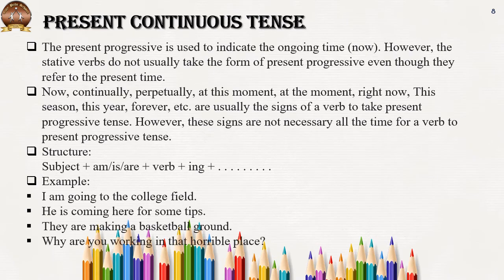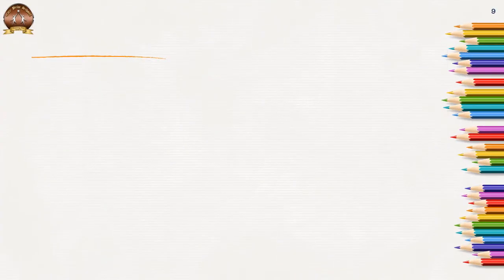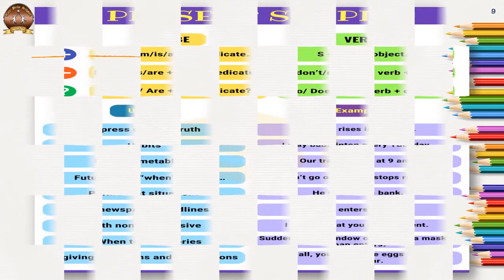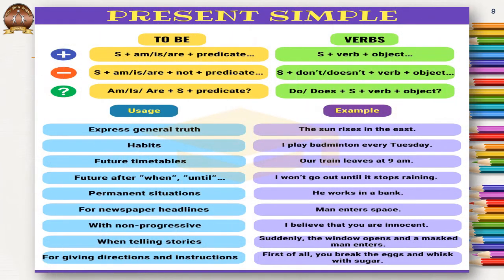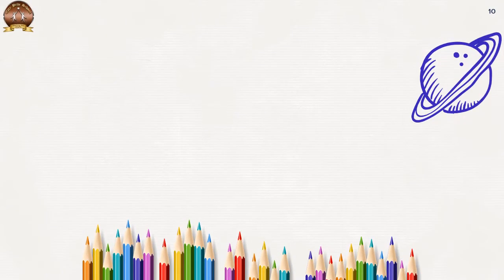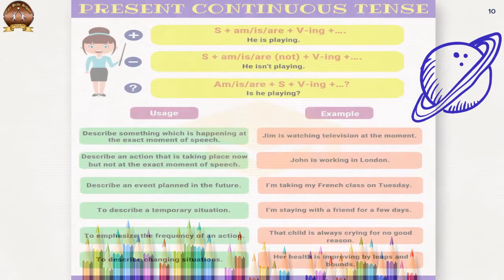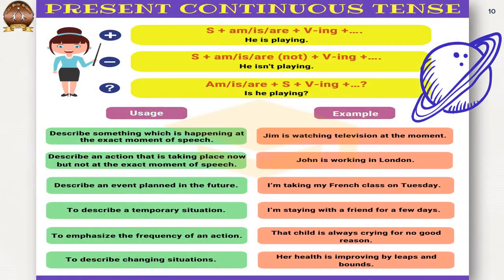You're already familiar with simple and continuous tenses, right? Now these are all the usage rules for when we use the present simple tense. Go through them, you already know them. Just read these. This is important for you to understand the usage and the form of negative, positive and question.